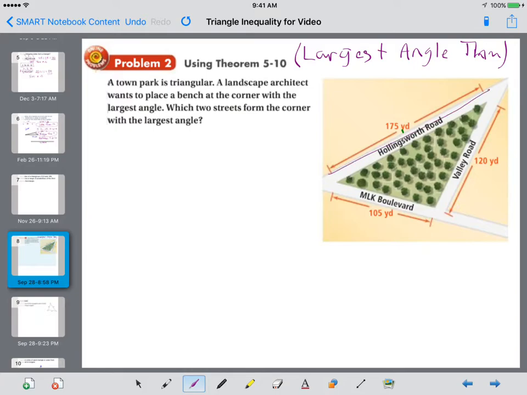The longest side is this 175 yards, Hollingsworth Road. That means the largest angle would be opposite Hollingsworth. So the 2 streets that form the corner with the largest angle would be MLK and Valley Road.